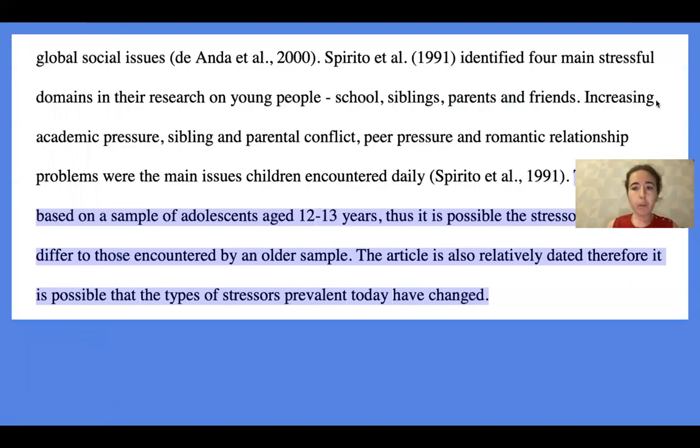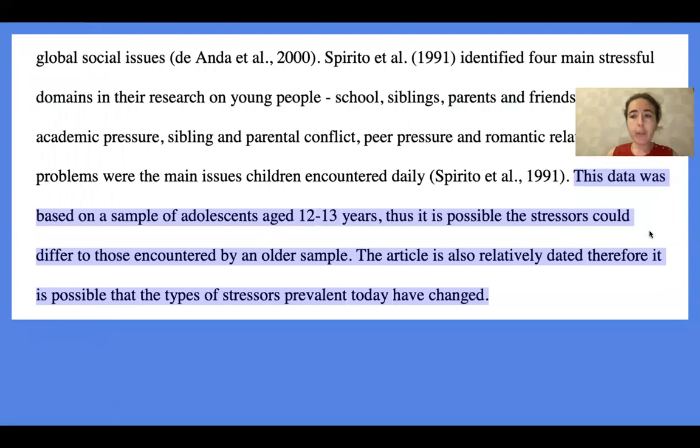Okay, so here, what do we have? The student is continuing. They are describing some study, and then they say, this data was based on a sample of adolescents aged 12 to 13. Thus, it is possible the stressors could differ to those encountered by an older sample. The article was also relatively dated, meaning it's old, right? 1991. Therefore, it is possible that the types of stressors prevalent today have changed.